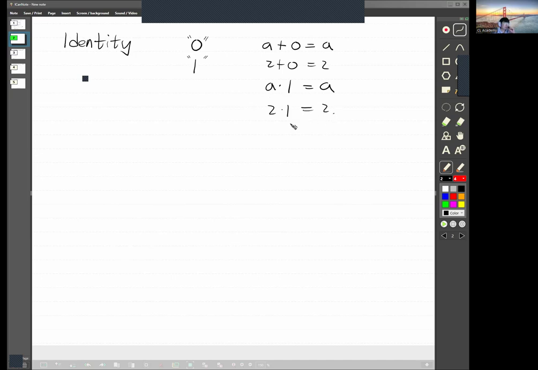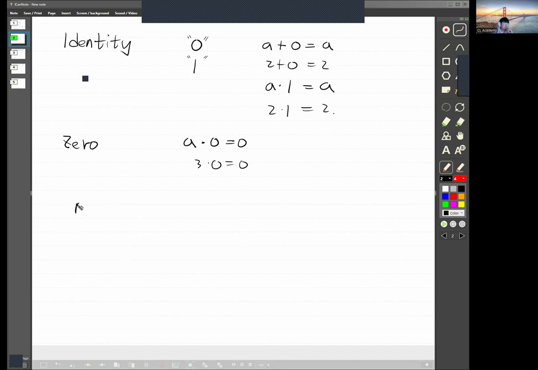Now, the zero property. Any number times 0 is 0. Like 3 times 0 is 0. 4 times 0 is 0. Any number times 0 is 0. Now, the most important one. We're going to use it a lot of times. That's why I bring up this property.